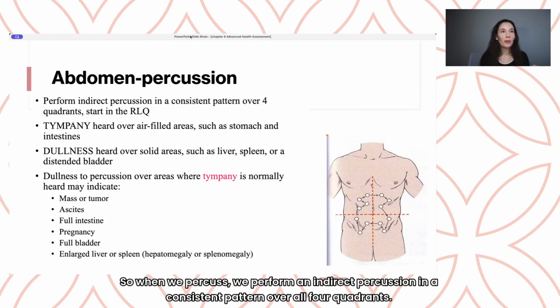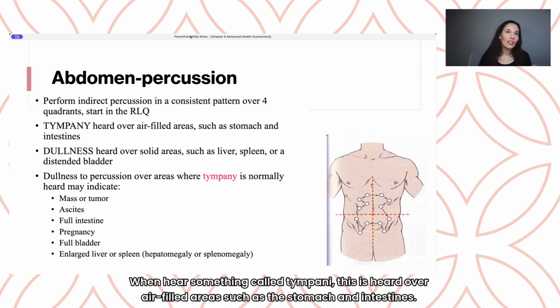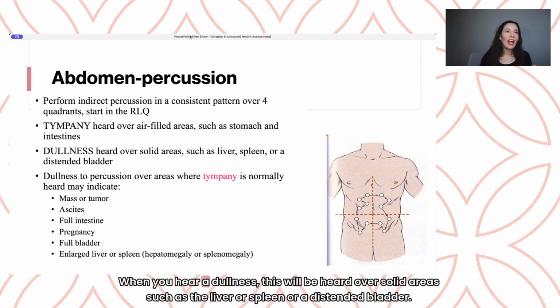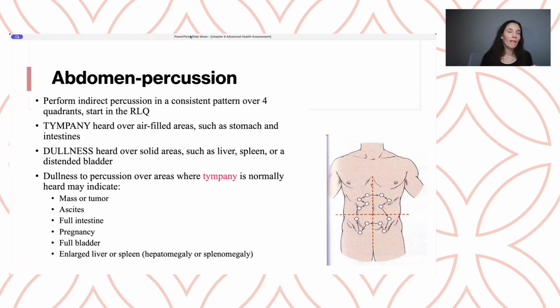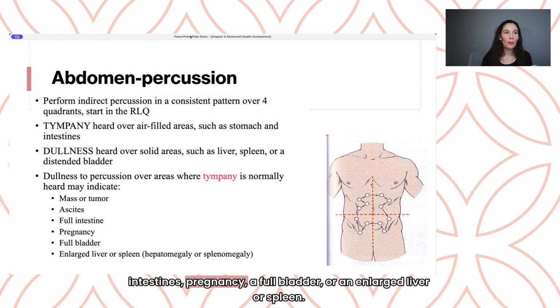So when we percuss, we perform an indirect percussion in a consistent pattern over all 4 quadrants. Percussion is when you put your hand on it and you tap your hand and listen for a noise. When you hear tympany, this is heard over air-filled areas such as the stomach and intestines. When you hear a dullness, this will be heard over solid areas such as the liver or spleen or a distended bladder. Dullness to percussion over areas where tympany is normal may indicate that there's a mass or tumor, ascites, a full intestines, pregnancy, a full bladder, or an enlarged liver or spleen.